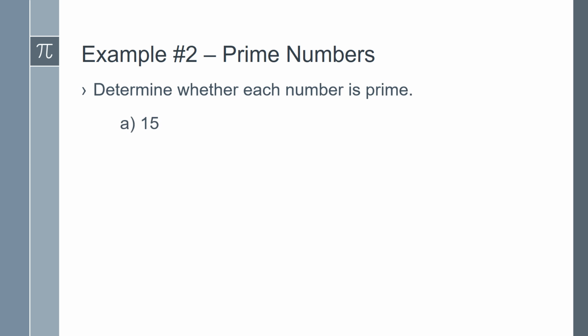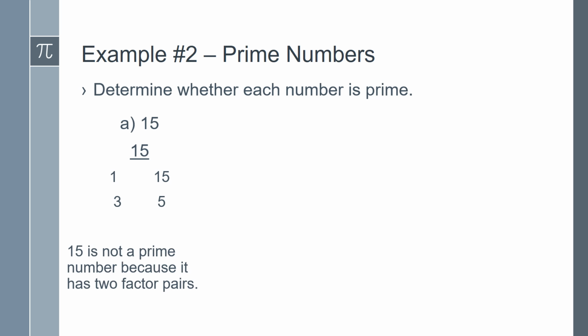We'll start with 15. We need to write down the first factor pair, 1 times 15, and then we'll check number 2, which is not a factor of 15. 3 is a factor of 15, so we have the factor pair 3 times 5. 4 is not a factor of 15. 5 is, but we already wrote it down, so we know we're done. So 15 is not a prime number because it has 2 factor pairs.